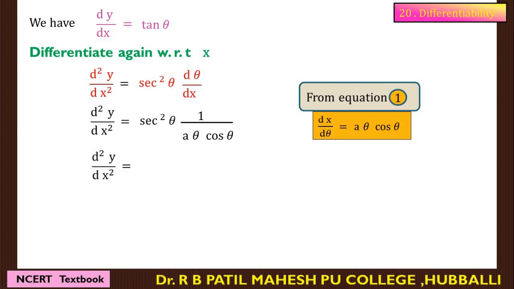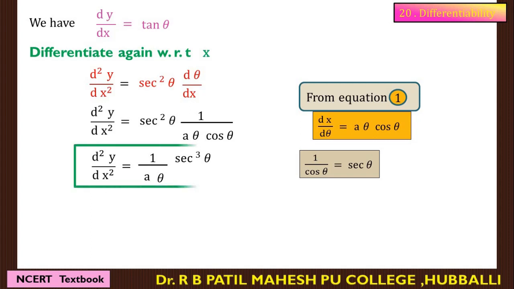In the next step, d square y by dx square is equal to 1 upon a theta as it is, that is a constant term, and 1 upon cos theta, you know that it is secant theta. If I take this as secant theta and here we have secant square, it becomes secant cube theta. So this is the double derivative function answer.